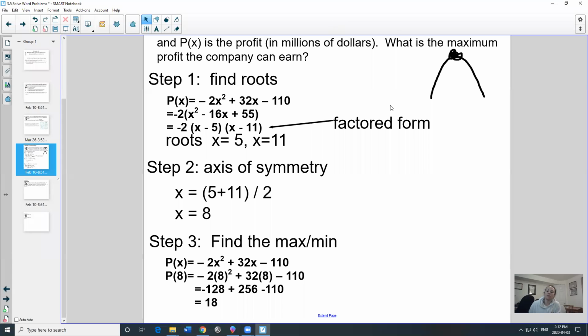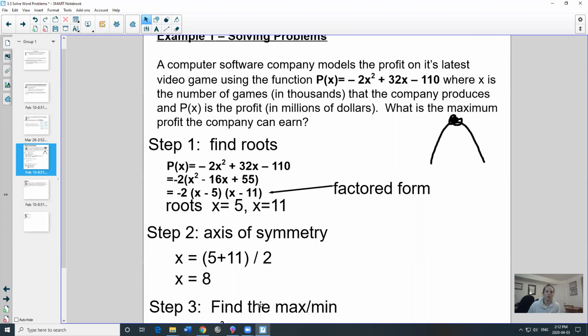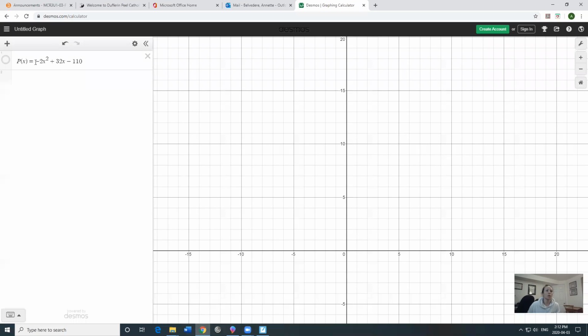Okay, I promised you that I wanted to show you this question algebraically, I wanted to look at it on a graph using Desmos, and I wanted to look at the table of values. So let's look at this equation here. I've already plugged it into Desmos. When you actually graph it, you'll notice that you do get a parabola. So we do have a maximum up here. And if you look at the vertex, it happens at 8 and 18. So the vertex according to the graph is 8 and 18.